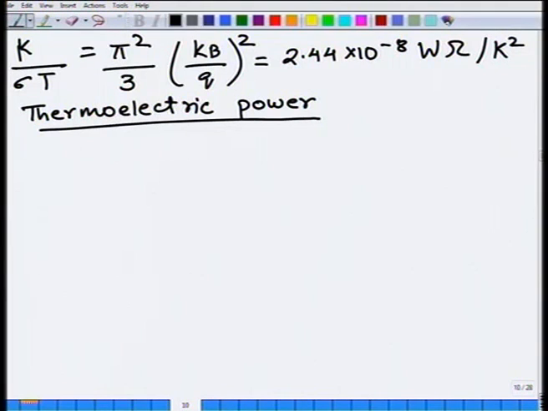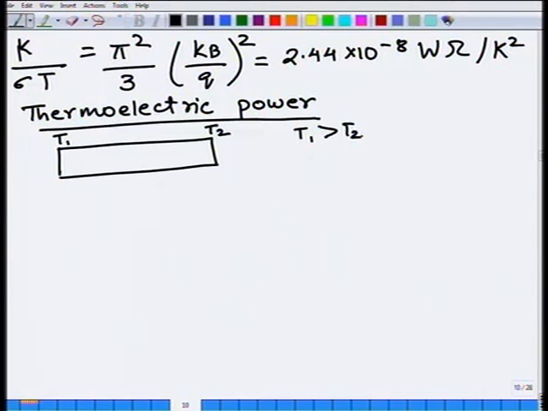Let us look at this. If I take a bar of a material, remember what will happen if I keep one end at T1 temperature and the other at T2 temperature, where T1 is greater than T2? Electrons come to thermal equilibrium, we had assumed a local thermal equilibrium. So the ones near T1 will have higher kinetic energy than the ones at the T2 end, which have lower kinetic energy.